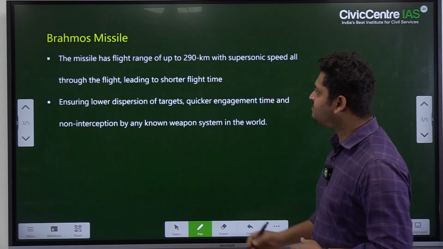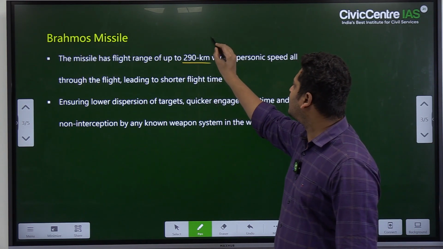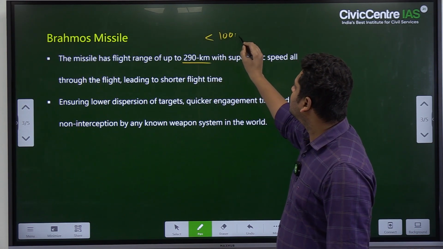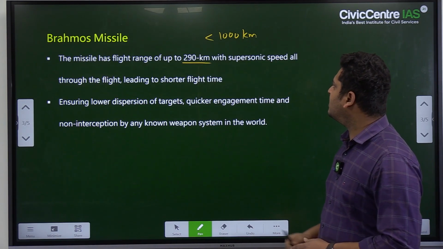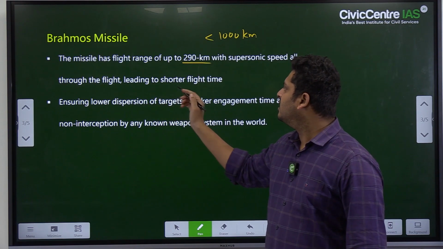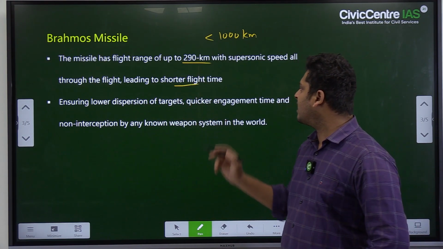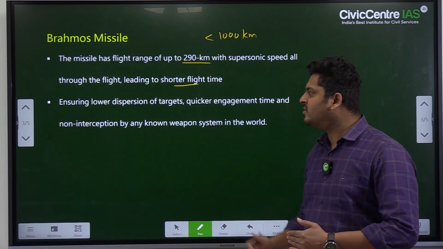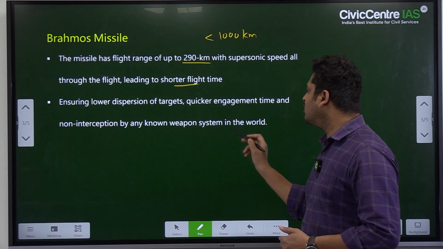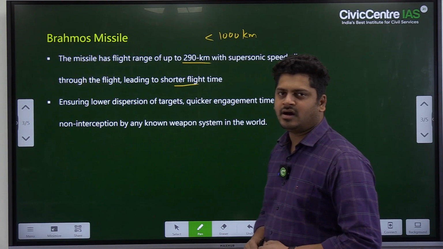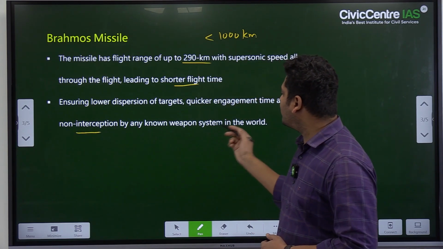Now moving forward, the missile has a flight range of 290 kilometers, which is less than 1000 kilometers. So this makes it a short range missile with supersonic speed all through the flight, leading to shorter flight time, ensuring lower dispersion of targets, also quicker engagement time and non-interception by any known weapon system in the world.